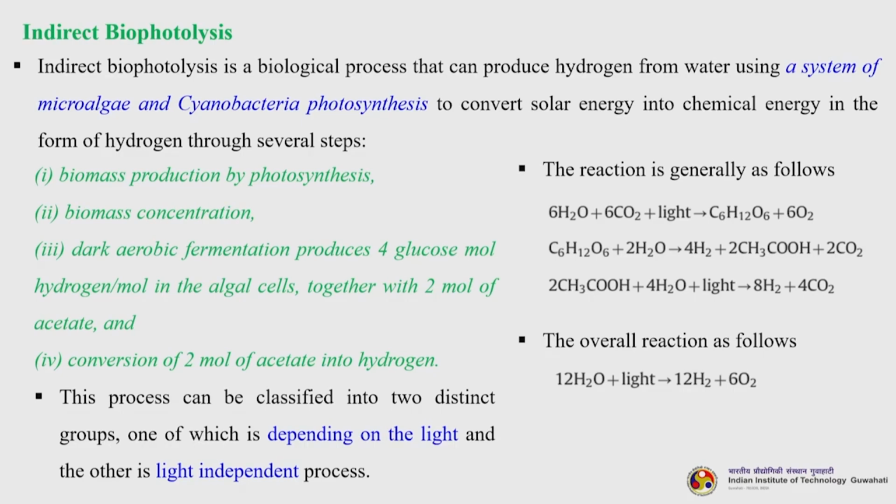Okay. So, the reactions you can see here. 6 water plus 6 carbon dioxide in the presence of light will give us glucose plus 6 oxygen. Now, this glucose plus 2 water will give us 4 moles of hydrogen plus 2 acetic acid and 2 carbon dioxide. Now, this 2 acetic acid plus water plus light will again be converted to hydrogen and carbon dioxide. So, the overall reaction can be written as 12 water in the presence of light will give us 12 moles of hydrogen plus 6 moles of oxygen.